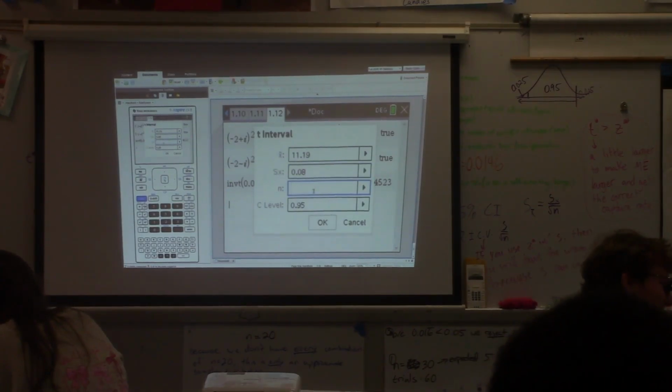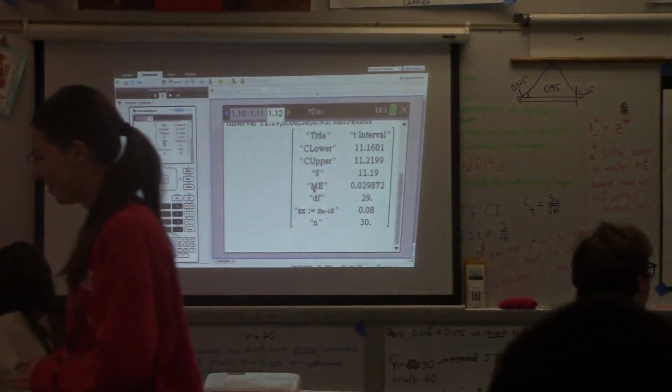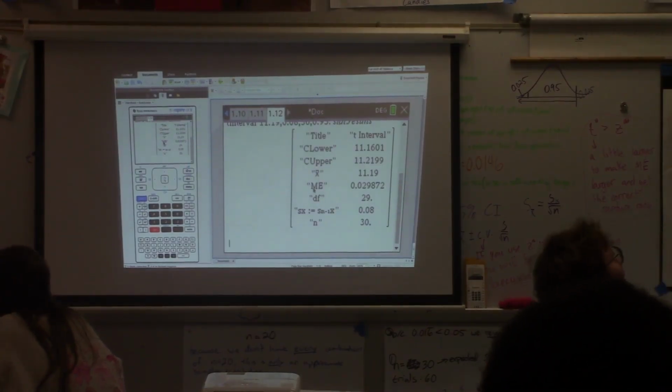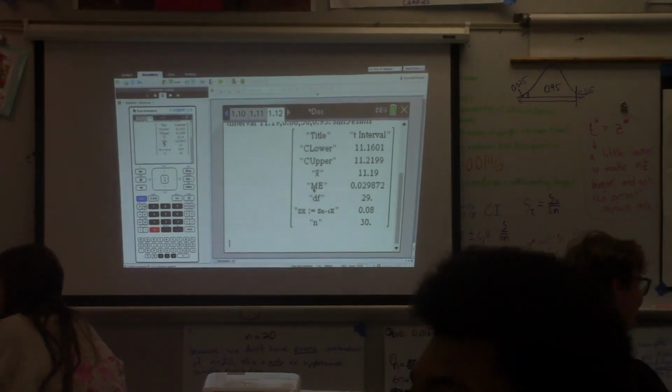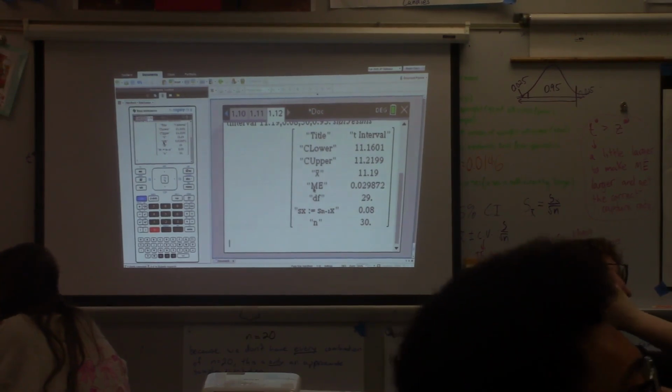And what was my sample size? 30. 95% confidence level. Those numbers look familiar. What's your standard deviation? 0.08. Wasn't that what we had originally? Yes, that's my whole point. Watch that you don't do 0.08 divided by root 30. It's not the standard error, it's just the standard deviation.